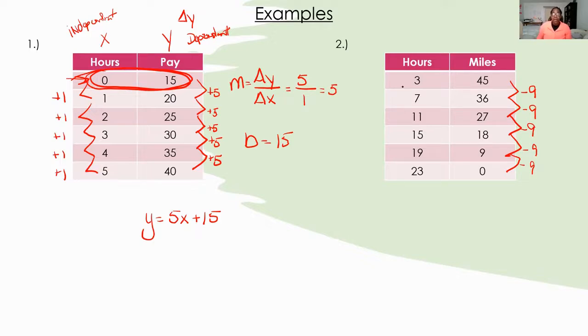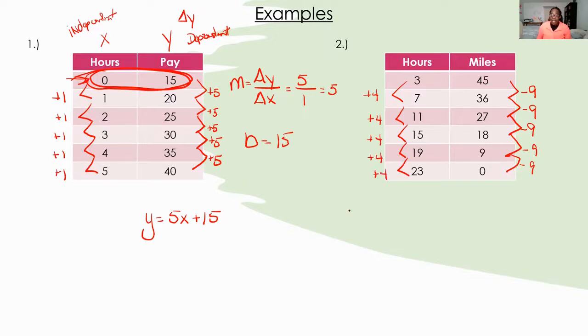But look at my hours. What's going on with my hours? Is it increasing or decreasing? From 3 to 7, that's going up by 4, so that's a positive 4. From 7 to 11, that's also a positive 4. From 11 to 15, that's plus 4. From 15 to 19, plus 4. And 19 to 23, that's also plus 4.